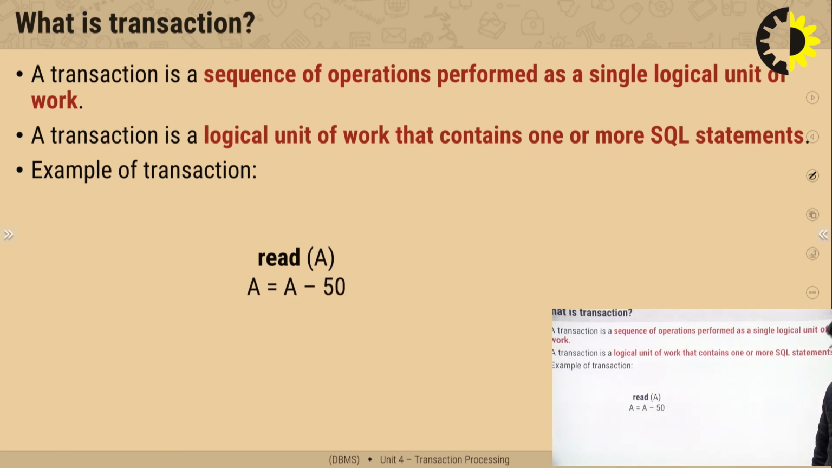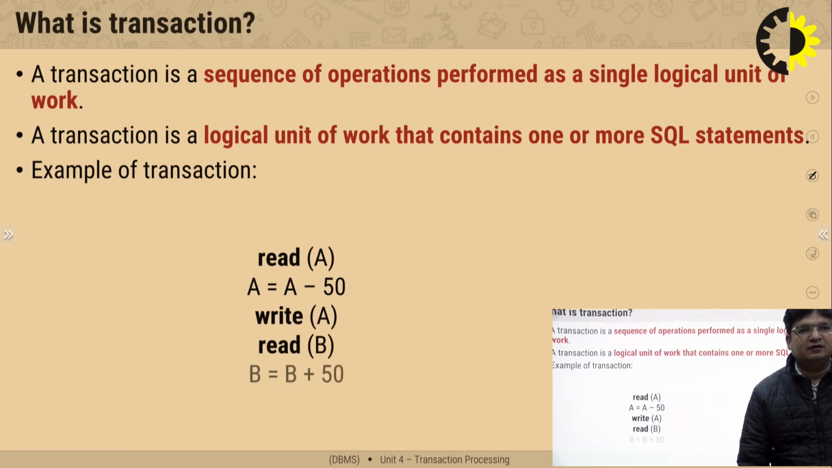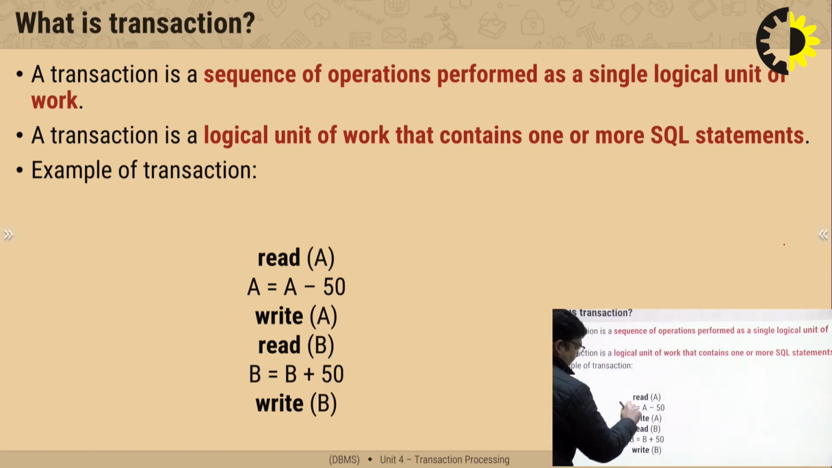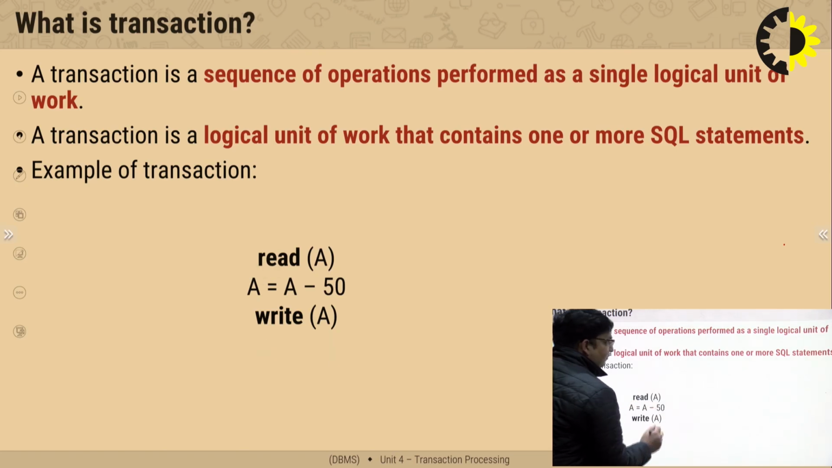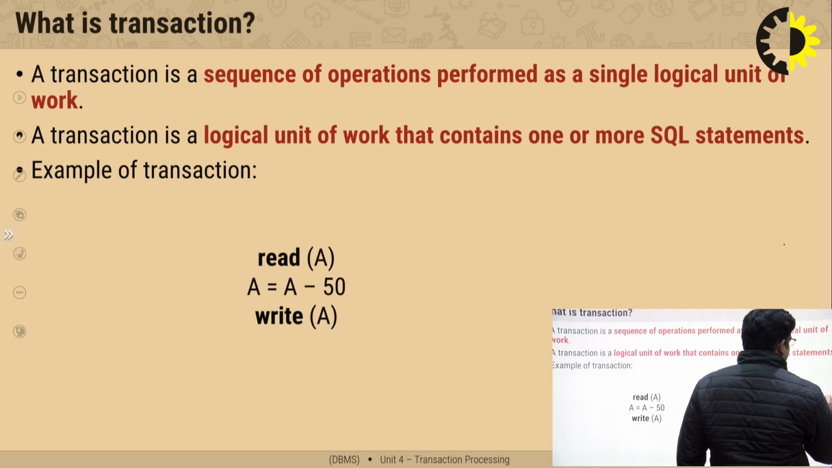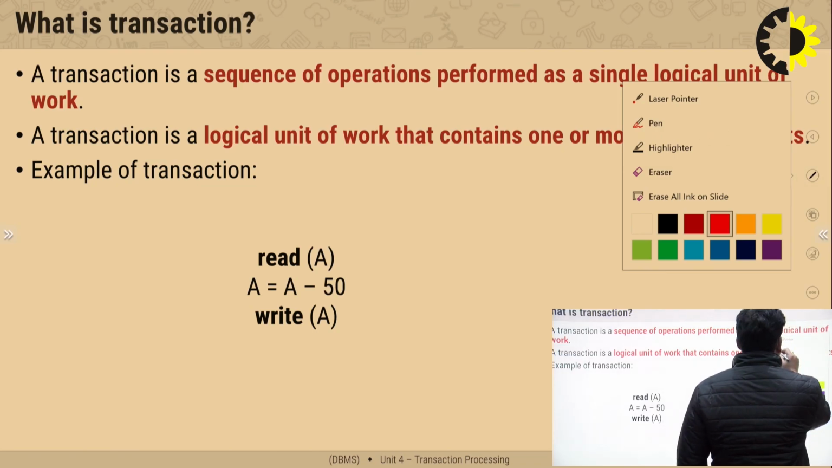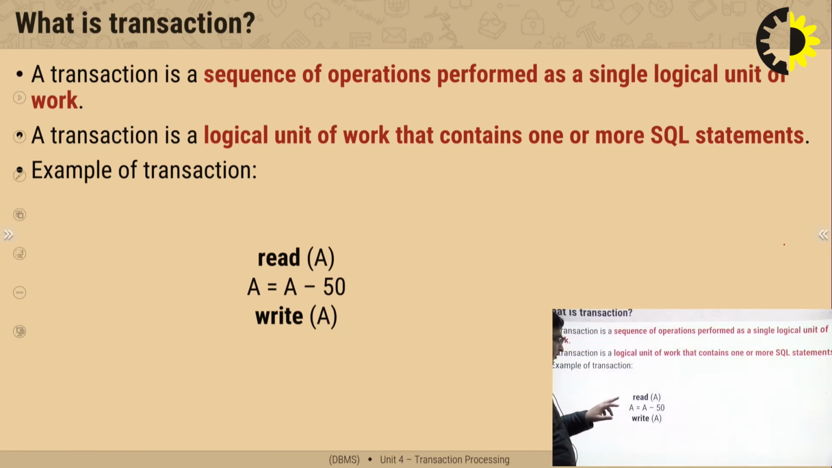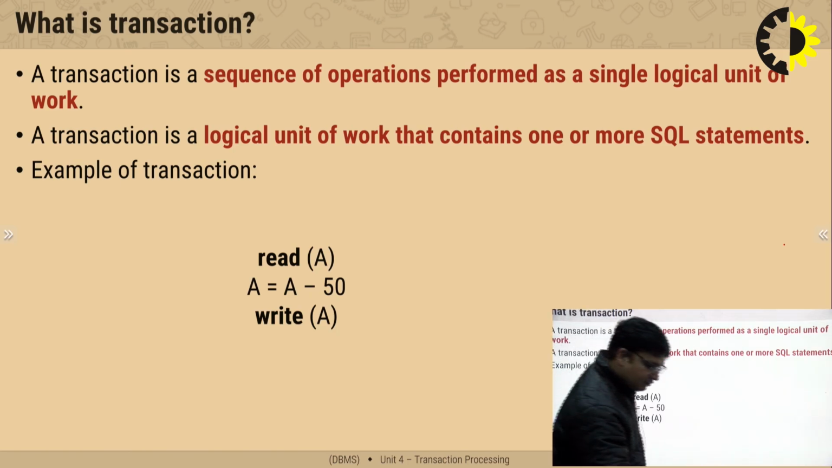Read A, write A, read B, and so on. This is an example of a transaction. The first instruction is read A. What we are doing in read A is first reading the value of A from the disk. Where is the value present? The value is present on the disk.